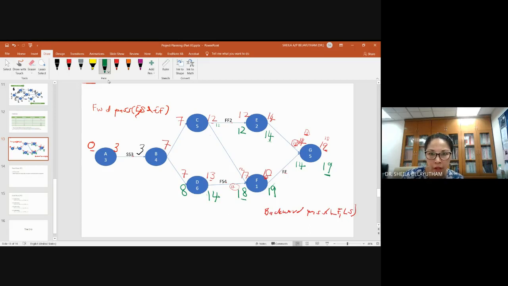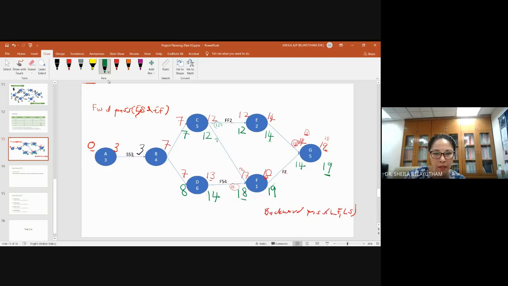Or from here, finish to start relationship. F starts 18, C will finish 18. Coming backwards, you will choose the smaller one, which is 12. So you can take this. Okay, so 12 is smaller, then coming here, 18. So 12 minus 5, you will get 7.